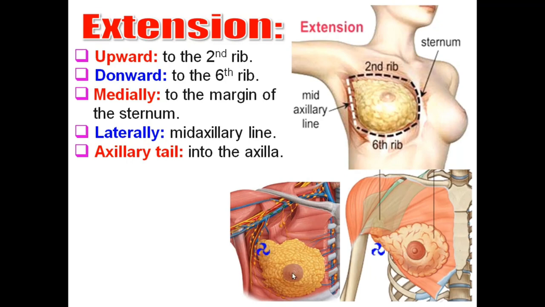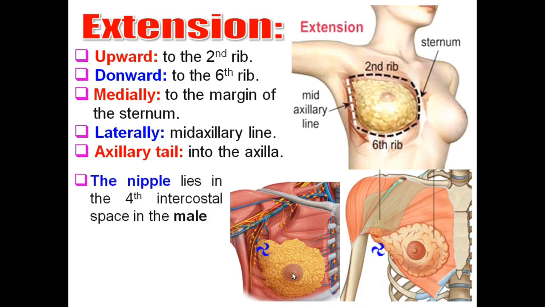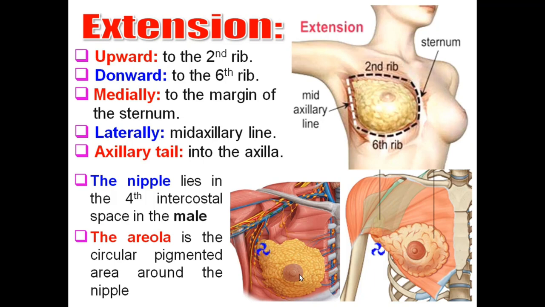How about the nipple? The nipple is a conical projection. In the male, it lies in the fourth intercostal space, but the position of the nipple in the female is variable due to the variability in the size of the breast. Around the nipple, this circular pigmented area is called the areola. It is dark in color during pregnancy due to secretion of the melanin spreading factor by the placenta.